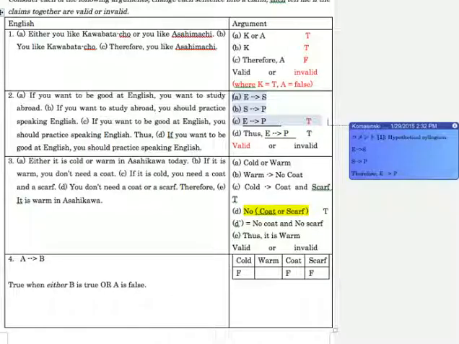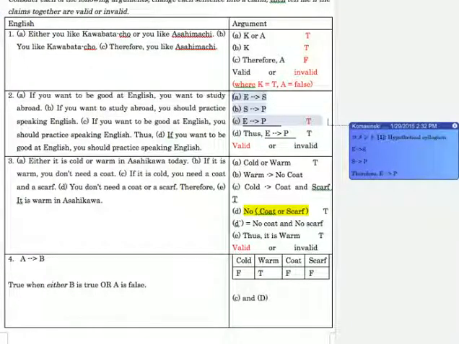What about cold or warm? So if we've got cold or warm, and we know cold is false, then in order to make this claim true, warm must be true, which means that our conclusion must be true, which means that this argument is also valid. So this one would be a little bit harder to do if you're using just these sample forms. But if you wanted to do it, you'd go something like this.